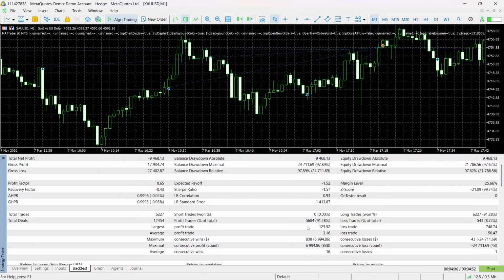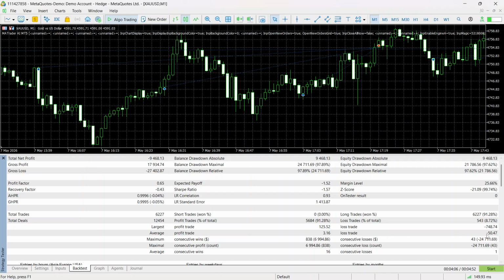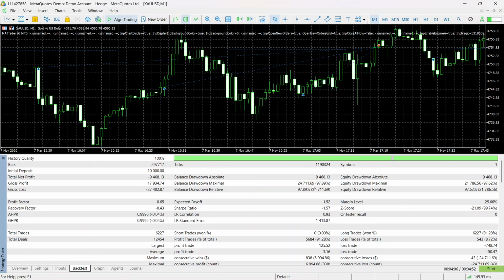However, profit trades, the largest one is 125, compared to the largest loss at 784, significantly higher than the largest profit. Same with the average. You can see it over here. The measly $3 compared to the average loss of $50. Moving over to the equity, we see it's very high at 97, almost the whole account. Balance drawdown 97, equity drawdown 97, approximately 98. That's almost 100%.